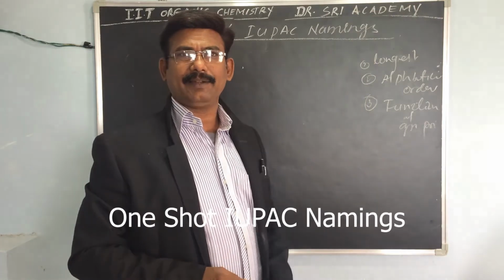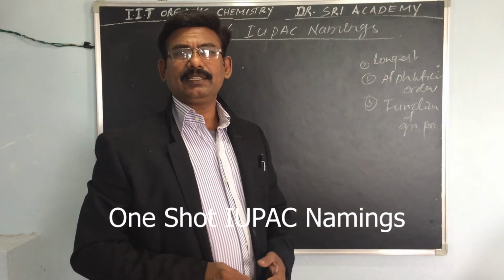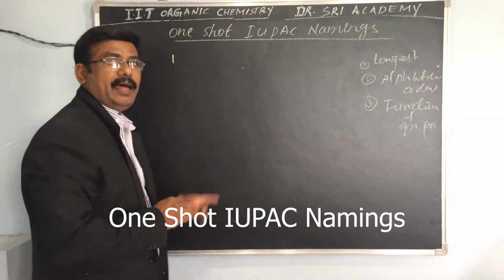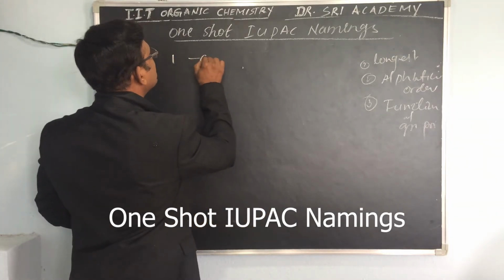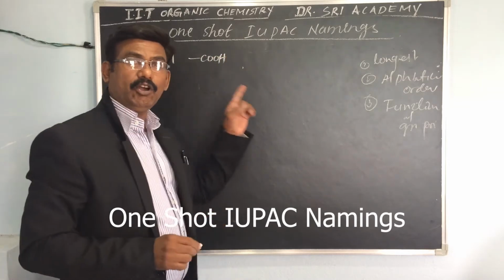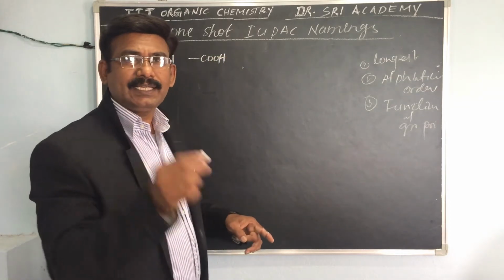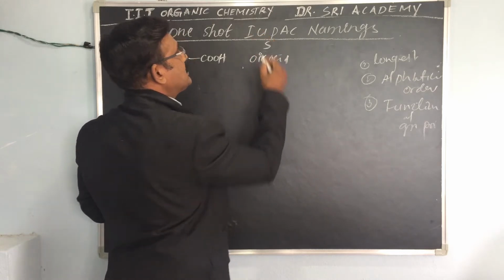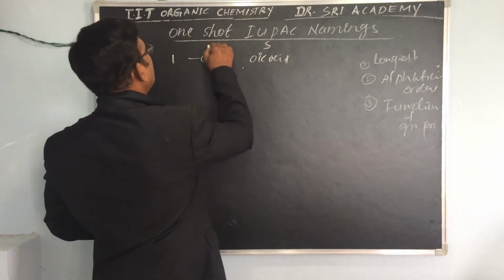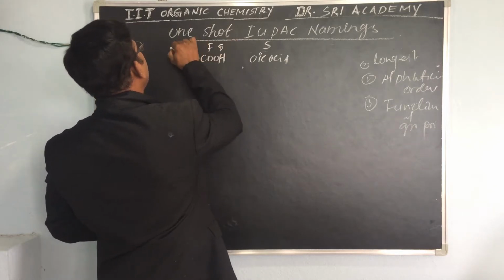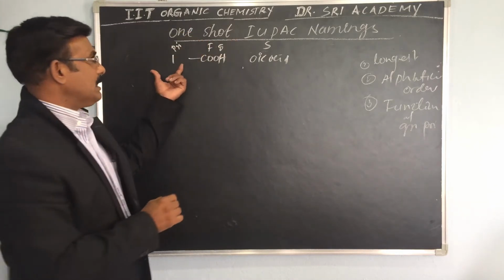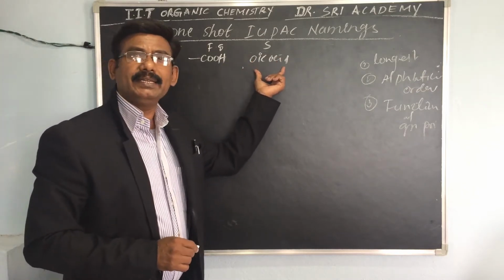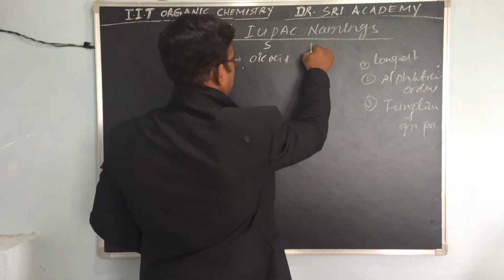The topmost priority, the acid, is the most topmost one. So remember, the first priority is the acid. The suffix is oic acid. This is the functional group. Priority number 1: functional group is COOH, suffix is oic acid, and prefix is carboxy.